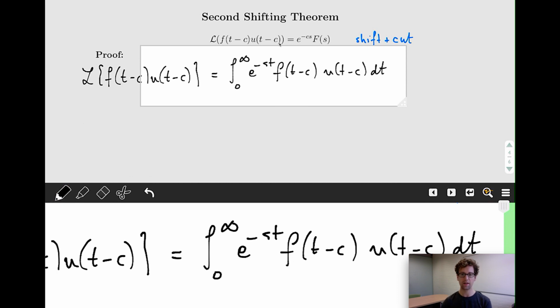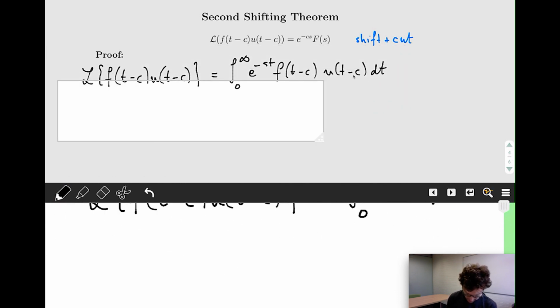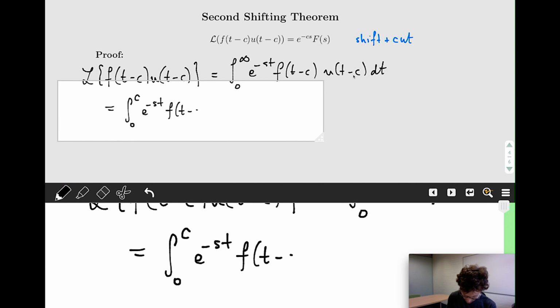And you can see that this Heaviside function, this step function, is actually going to give me a way of splitting my integral up, because this is going to be 0 between 0 and c, t is equal to c, and it's going to be equal to 1 from c to infinity. So that suggests that I actually split my integral up into two pieces, and I can always do this. Integral from 0 to c, and the integral from c to infinity.